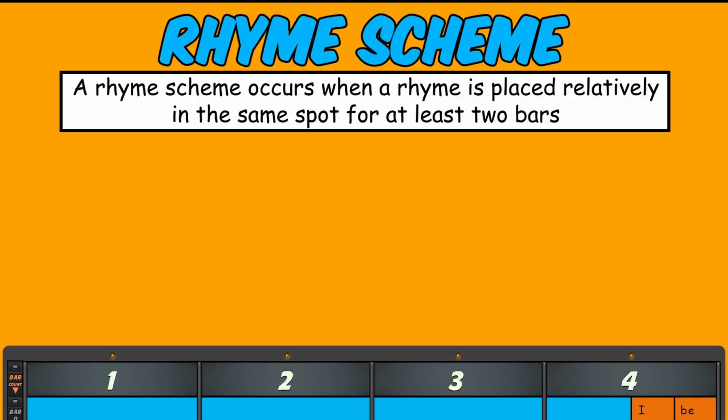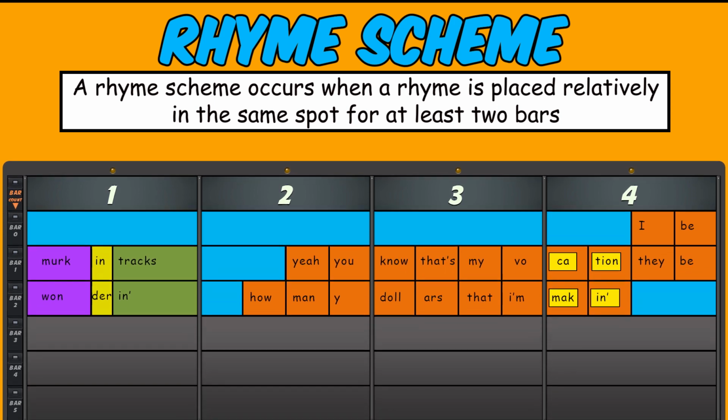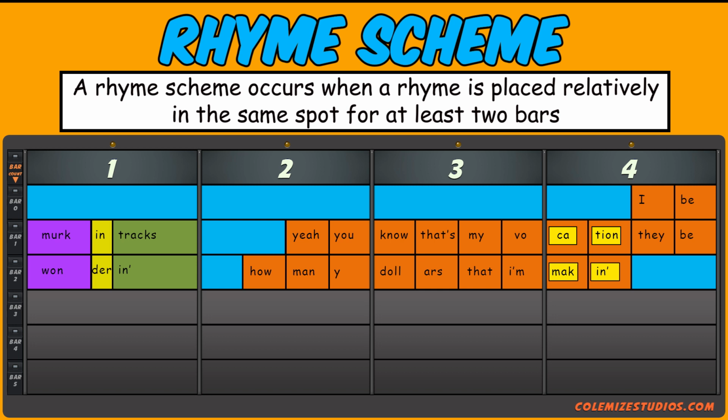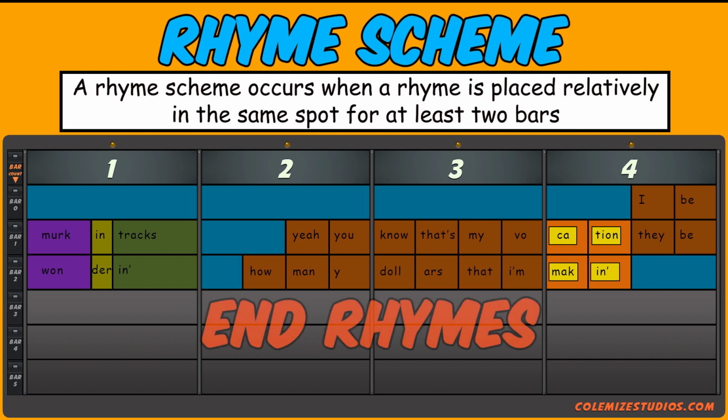When it comes to rhyming, there's two types of patterns that we create: rhyme schemes and internal rhymes. A rhyme scheme occurs when a rhyme is placed relatively in the same spot for at least 2 bars. For example, I place vocation and making on the 4th beat of these 2 bars. This is also one of the most common places that we will place a rhyme, which are known as end rhymes. End rhymes don't always have to land on the 4th beat, but they are typically towards the end of a bar or one of your last words in your phrase.